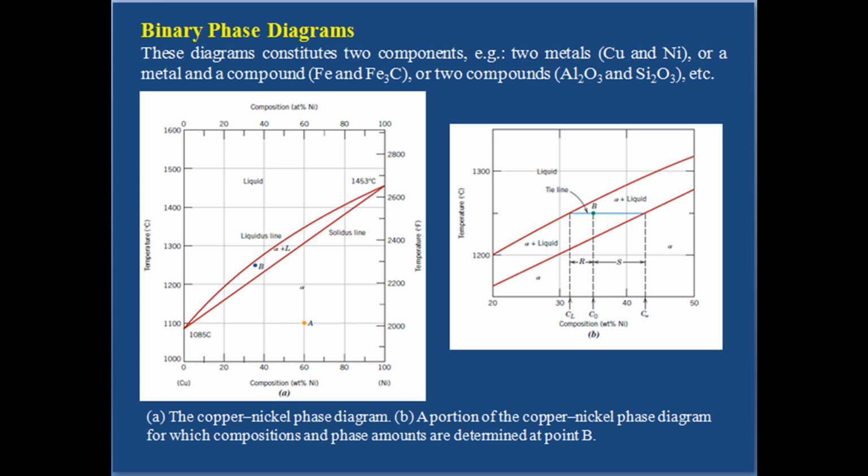Now we will summarize the binary phase diagrams. These diagrams constitute two components, for example two metals, or a metal and a compound, or two compounds, etc. In most engineering applications, as mentioned before, the condensed phase rule is applicable. It is assumed that the same is applicable for all binary phase diagrams. Thus, the presentation of a binary diagram becomes less complicated. Thus, binary diagrams are usually drawn showing variations in temperature and composition only.